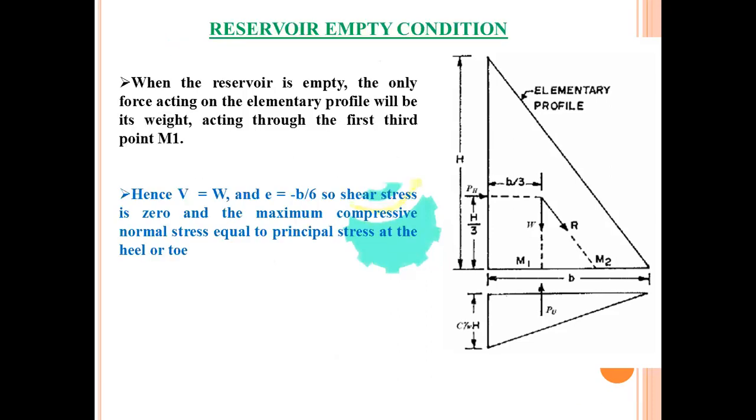Reservoir empty condition. When the reservoir is empty, the only force acting on the elementary profile will be its weight, acting through the first third point M1. Hence, V equal to W, E equal to minus B by 6. So, shear stress is 0 and maximum compressive normal stress equal to principal stress at the heel or toe. Okay, so this is the designing of elementary profile.